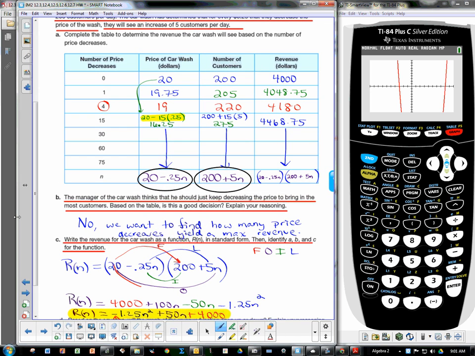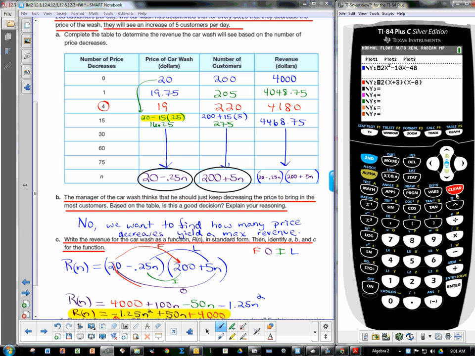Here we go. Y equals. Let's clear this out. Head up here, and I'm going to enter it in factor form. So open parentheses, 20 minus 0.25x, close parentheses, open parentheses, 200 plus 5x.